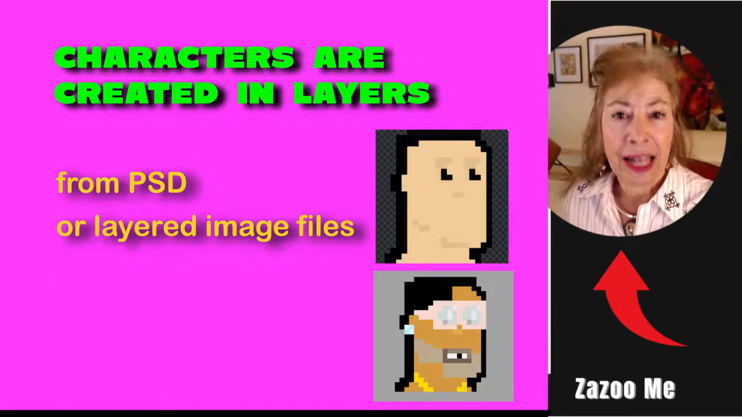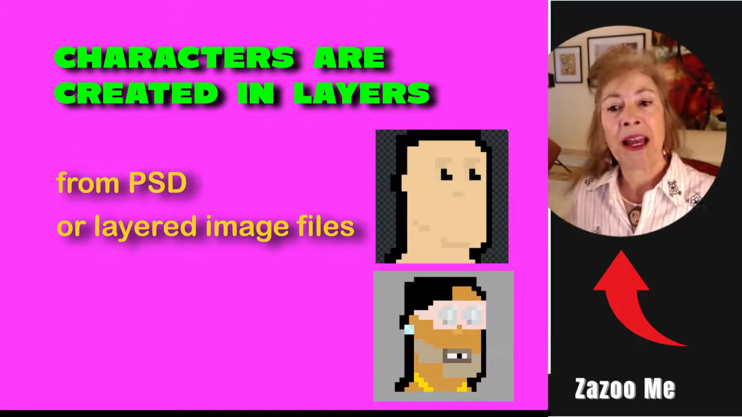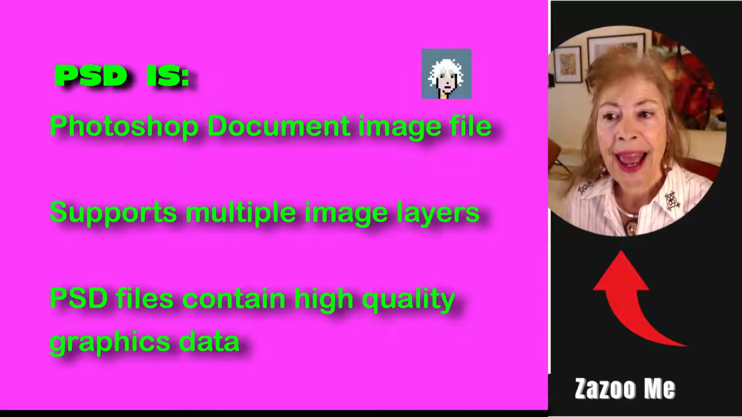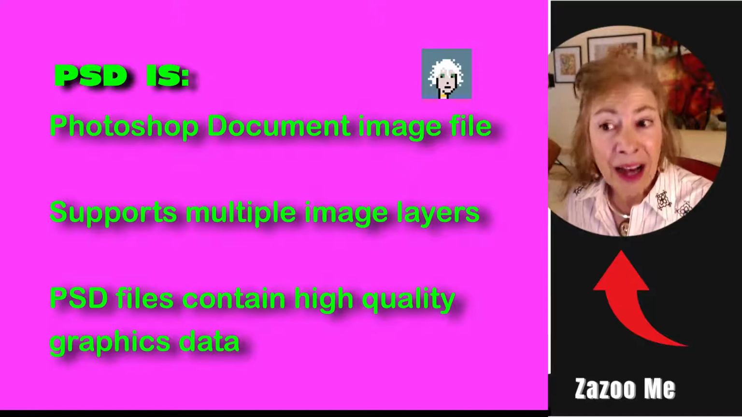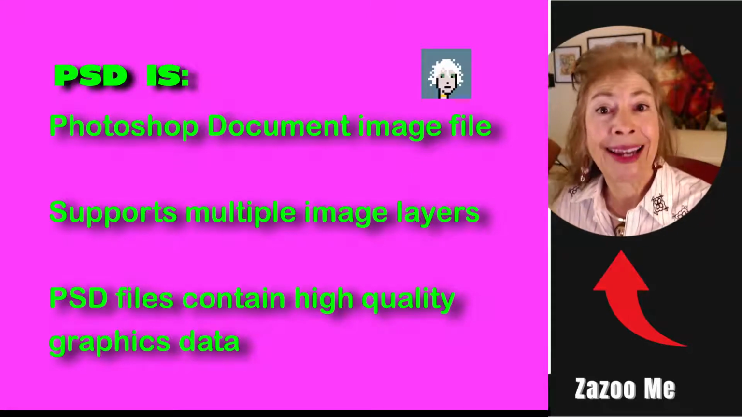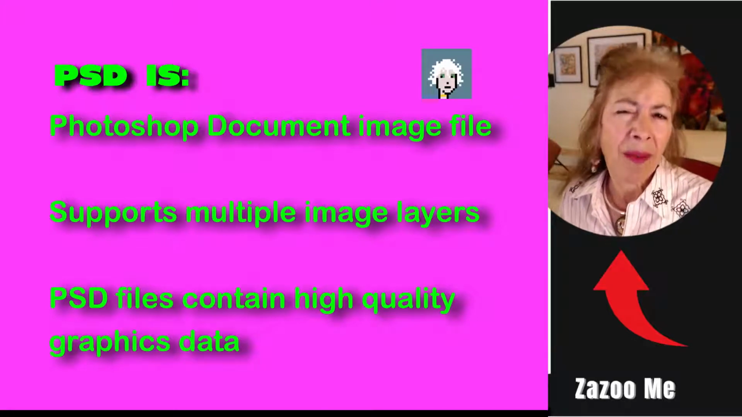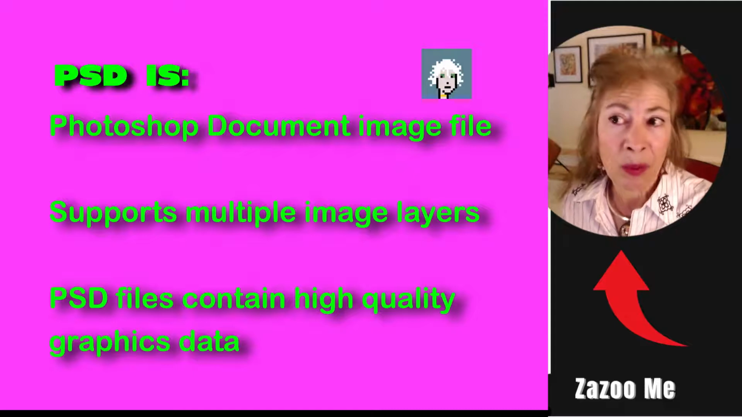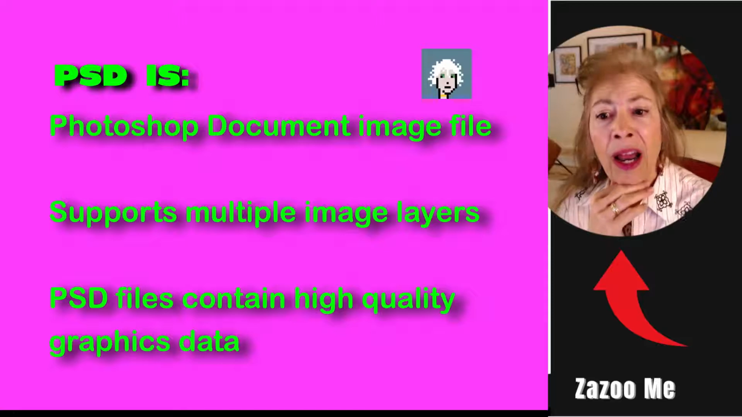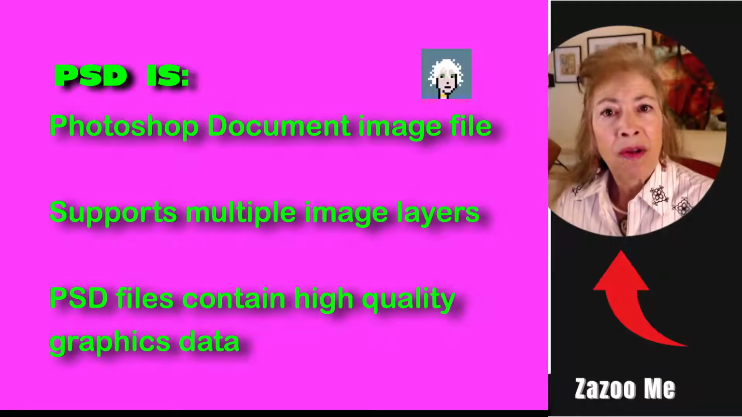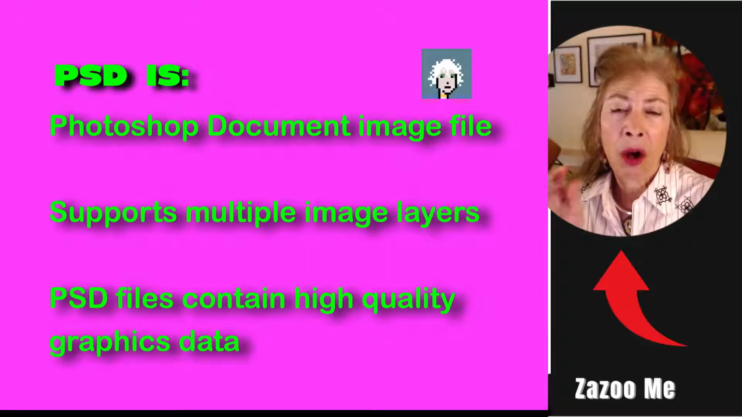Characters are created in layers mostly called PSD files or image layers. And a PSD is actually a Photoshop document. It's a Photoshop document image file. And the reason why Photoshop is so commonly used for this is because, number one, it's been around since the 90s, maybe even the 80s. I don't know. Photoshop's been around forever. It's a very sophisticated program. It supports multiple image layers in very high quality.